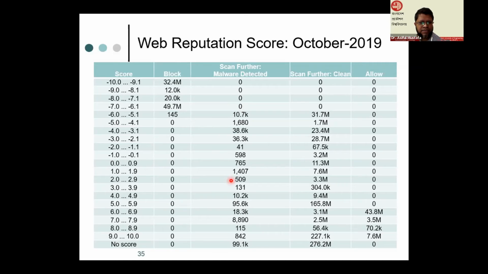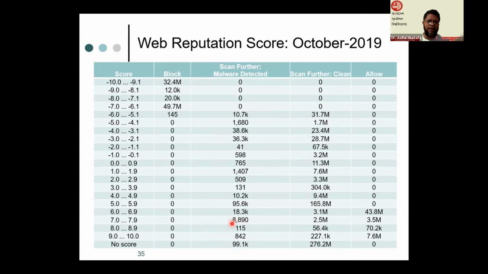And this is the middle scenario, when the traffic is scanned further. In most cases, as you can see, the traffic is passed as clean. Now, one interesting thing here is that even though we configured the system so that if the reputation is over 6, it should be allowed by default, we see some traffic was scanned despite that.